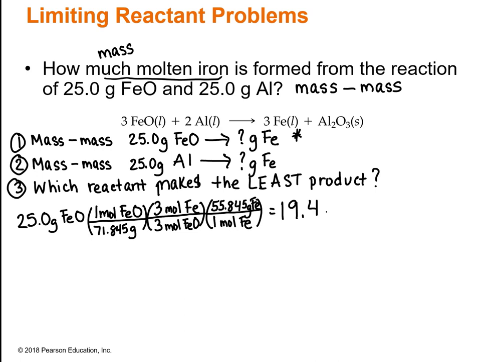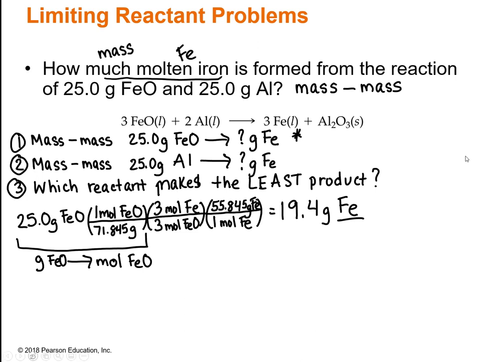Okay. So, this first part, we're going from grams of iron 2 oxide to moles. At the end of the day, you're trying to figure out how much molten iron, so that should be your final unit, grams of iron. The first step, you're converting the grams of iron 2 oxide to moles of iron 2 oxide. This 71.845 is the molar mass of iron 2 oxide.